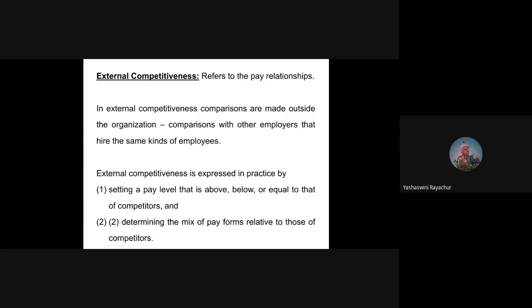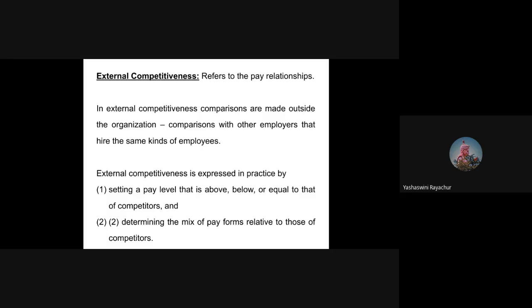The type of job that he is doing, how much risk he is taking to bring the organization to reach its own goals and objectives which the organization has set. So his role in achieving organizational objectives, and meeting the standards set by the organization with respect to the products and services, is very crucial. So this external competitiveness we are going to discuss on the basis of the pay relationships. Fine.